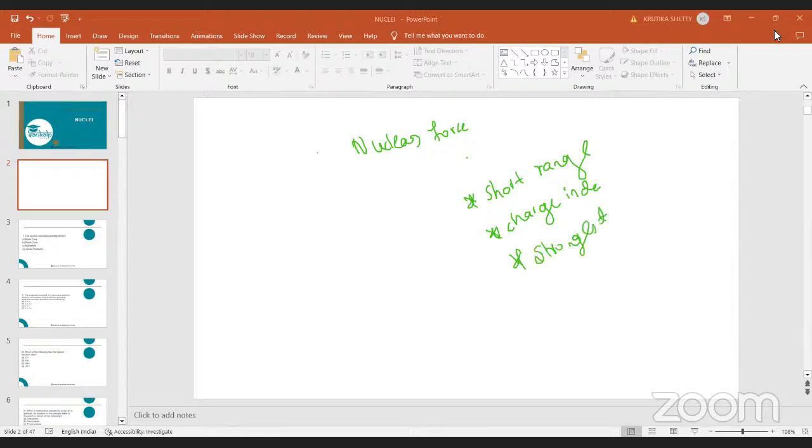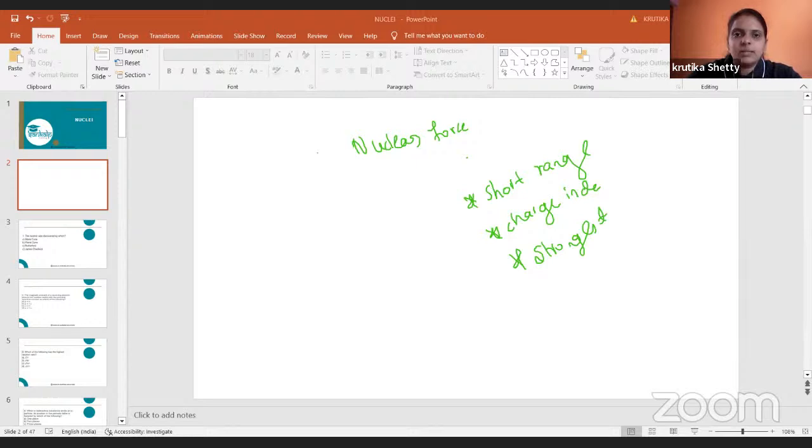There are four fundamental forces in nature: gravitational force, electrostatic force, strong nuclear force, and the weak nuclear force. Among all four fundamental forces, the nuclear force is the strongest force in nature. Can anyone tell me which is the weakest force in nature? Gravitational force. Yes, it is the gravitational force.